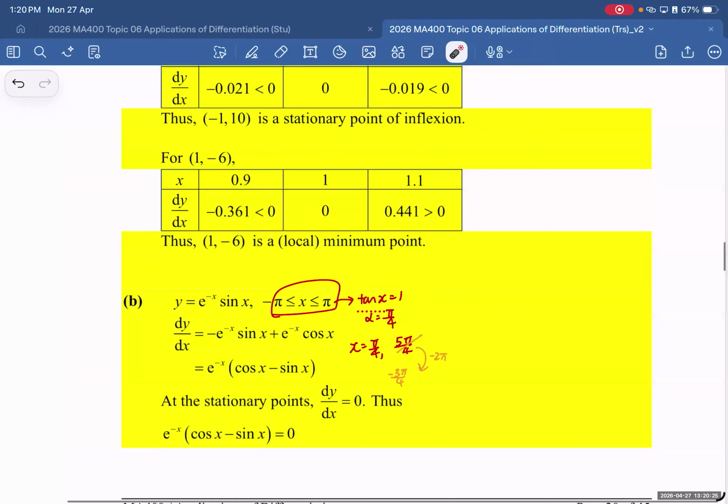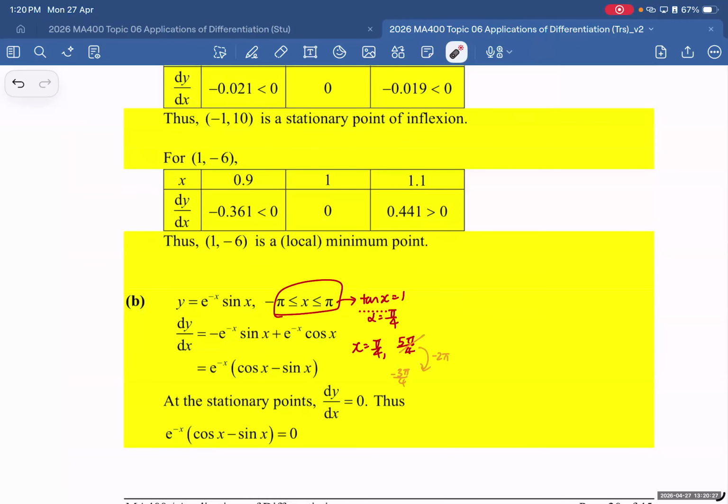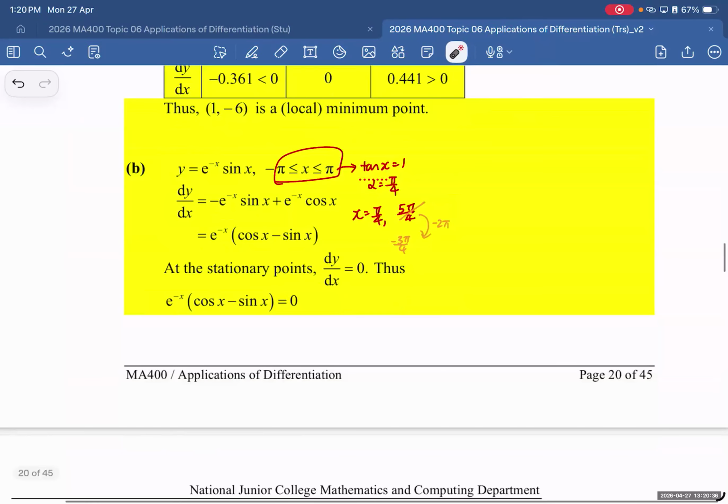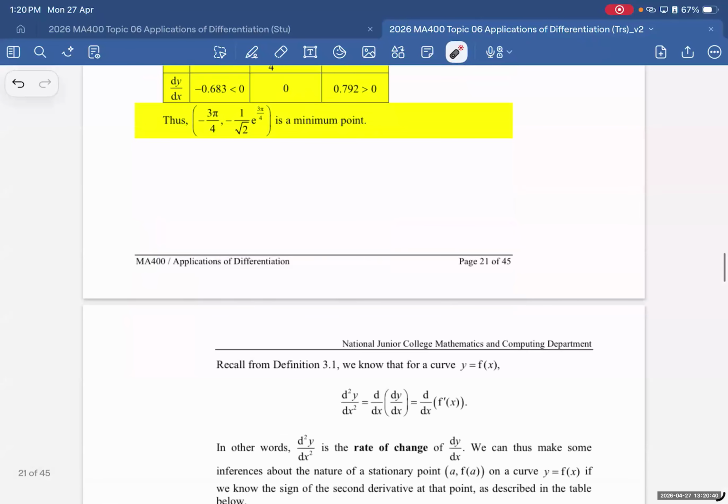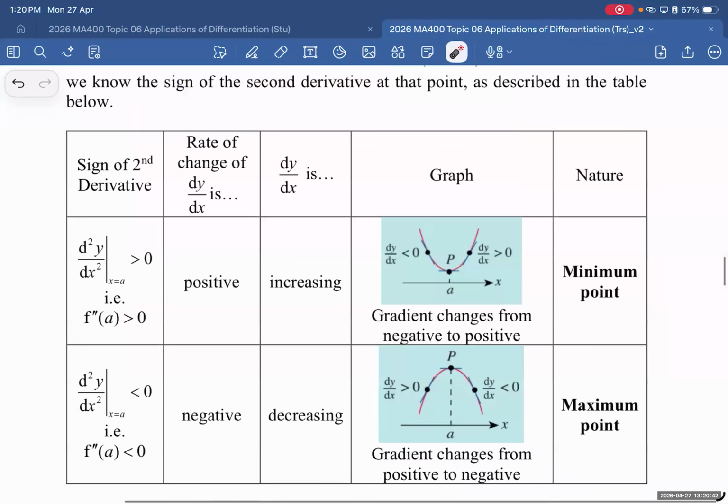Okay, next one. Who is at 4.3 already? If you are at question 4.3, it focuses on the second derivative test. Do you remember that day I explained the second derivative test? Do you still remember how it works? Xing Yu, you want me to explain again? Okay, let me explain to you.